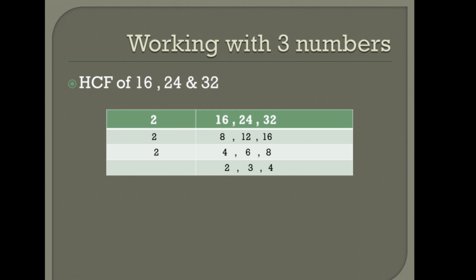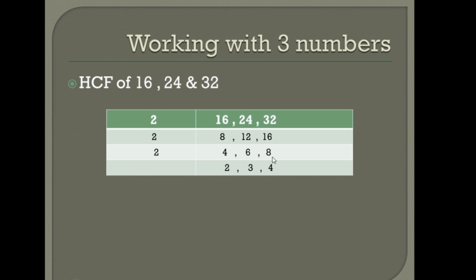So 2 times 8 is 16, 2 times 12 is 24, and 2 times 16 is 32. So I got 8, 12 and 16. Now I will check by which number I can divide all three of them. So again, I am going to do it by 2. 2 times 4 is 8, 2 times 6 is 12, and 2 times 8 is 16. Now I have remainders 4, 6 and 8.